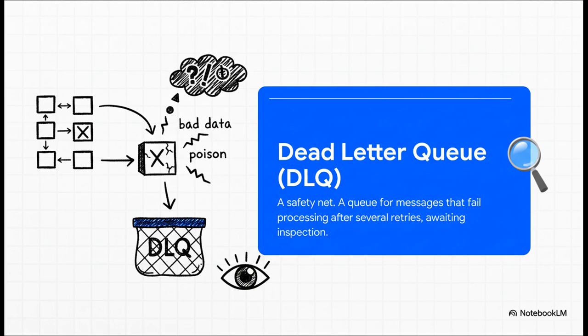Okay, but what if a message keeps failing because the data is just bad? If you keep retrying forever, you create what's called a poison message that can block up the entire system. The solution is the dead letter queue, or DLQ. Think of it as a safety net.